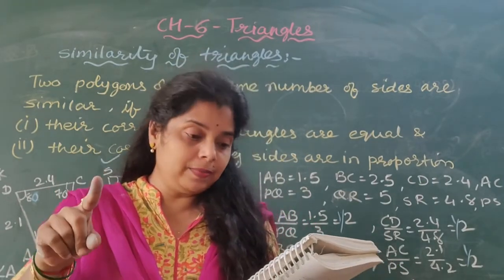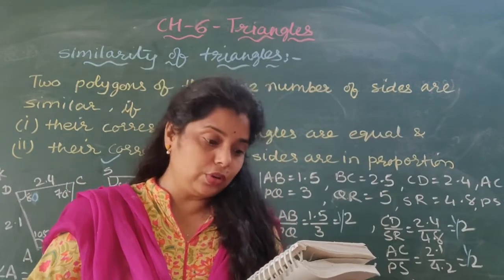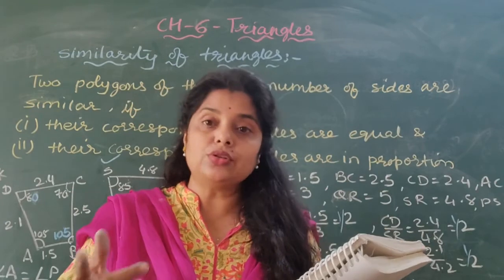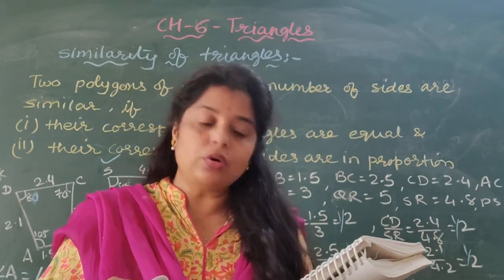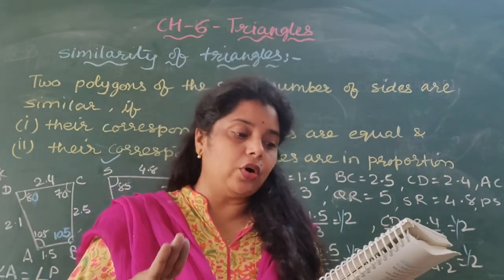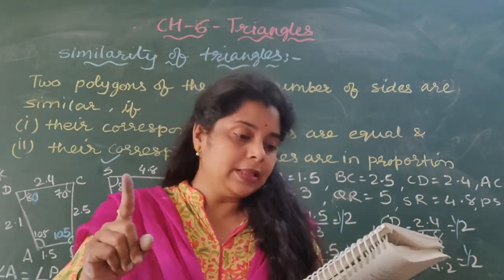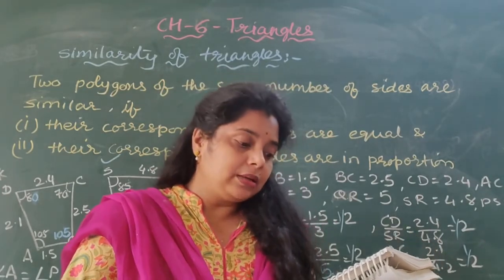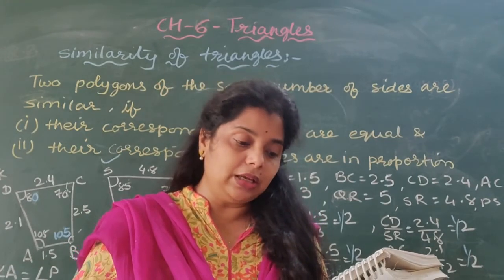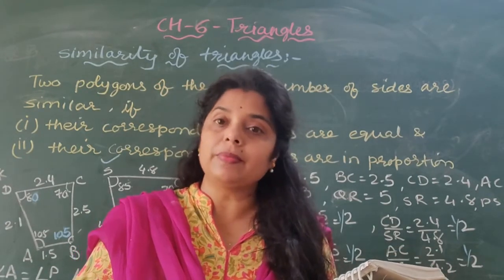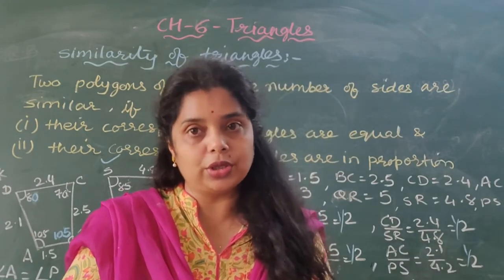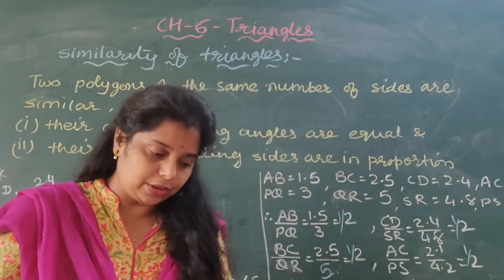Okay, so circles are similar, similarly squares are also similar. All equilateral triangles are similar, isosceles or equilateral? So obviously equilateral. Equilateral means all three sides are equal, and therefore all equilateral triangles are similar triangles. Fourth, two polygons of the same number of sides are similar if their corresponding angles are equal and their corresponding sides are in proportion.